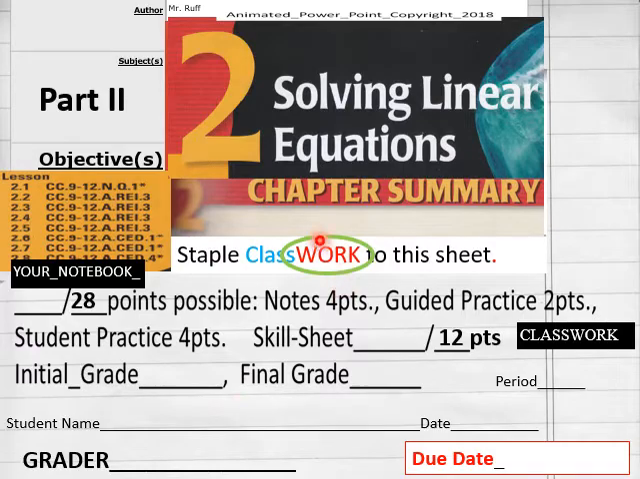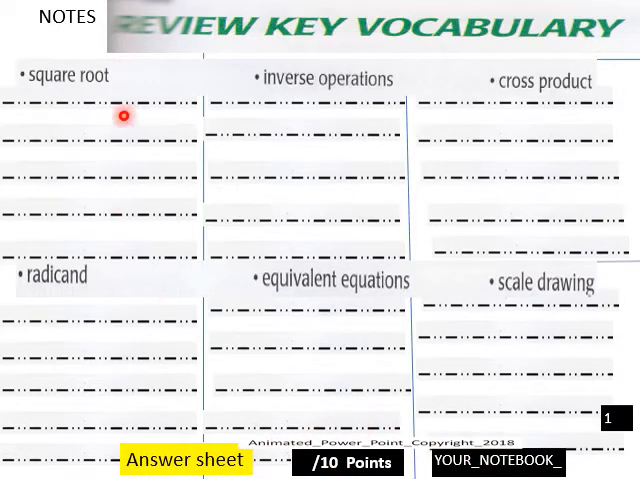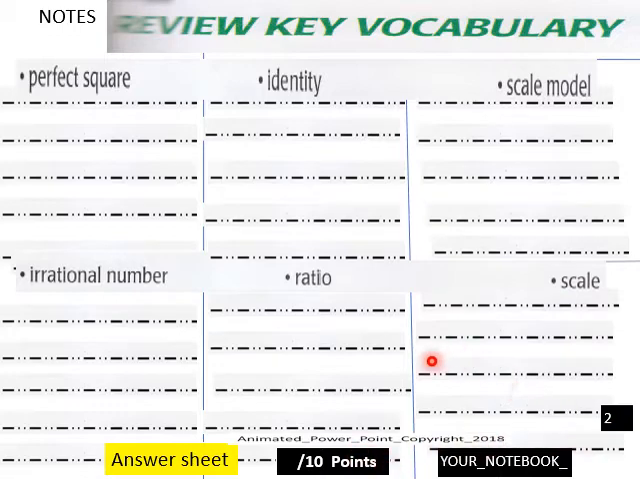Let's go into the lesson today, and we start out with a notebook entry here, page 1. Define square root, inverse operations, cross product, radicand, equivalent equations, and scale drawing. In your own words, students, define those terms. 10 points here for page 1. Page 2, define perfect square, identity, scale model, irrational number, ratio, and scale. Define those. 10 points for page 2 in your notebook.